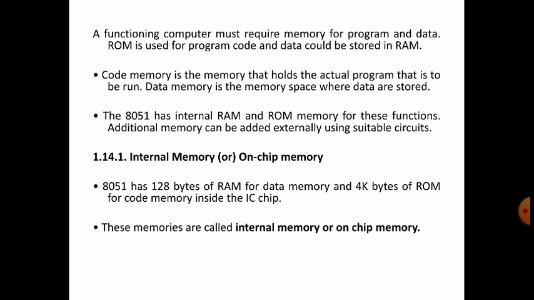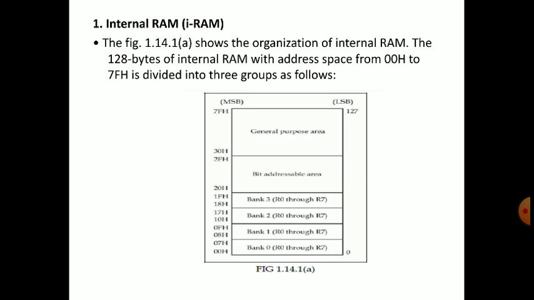In the internal memory, that is on-chip memory, 8051 has 128 bytes of RAM for data memory and 4 kilobytes of ROM for code memory inside the IC chip. These memories are called internal memory or on-chip memory.